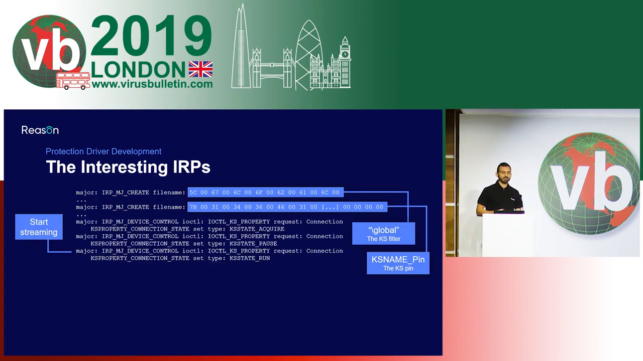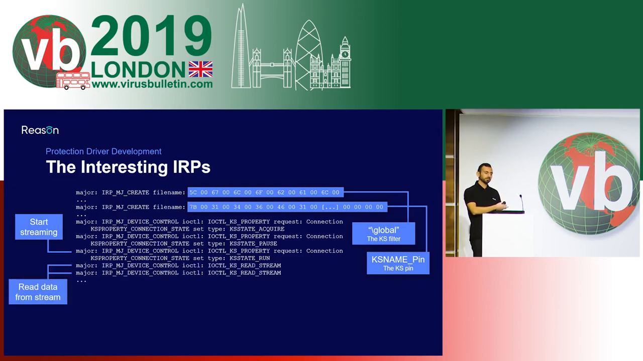Afterwards, several commands of the type KSPROPERTY_CONNECTIONSTATE are sent. Basically, those commands change the state of the camera. The first one changes it to KSSTATE_ACQUIRE, so it basically acquires control over the camera. Then KSSTATE_PAUSE, and then KSSTATE_RUN. When KSSTATE_RUN is sent, the camera starts streaming, and the application can begin to request frames from the camera, which is what happens next.